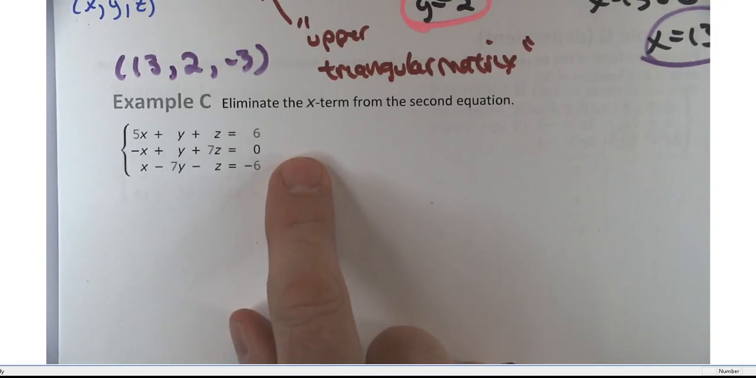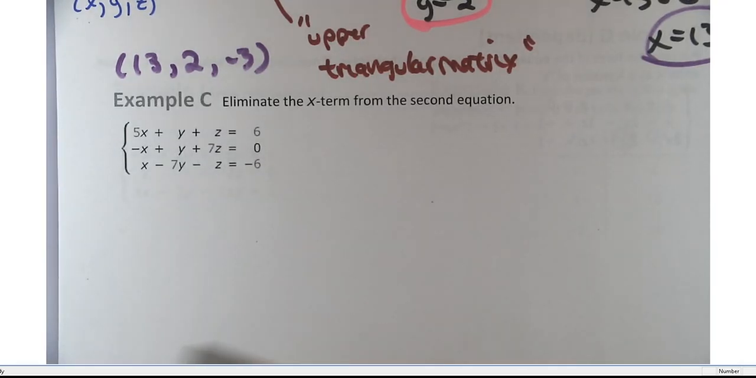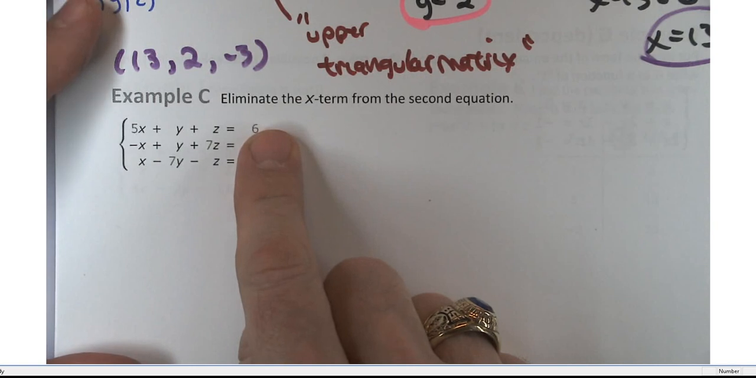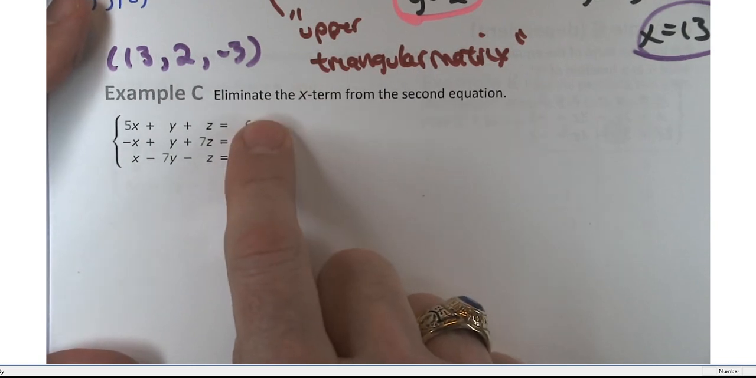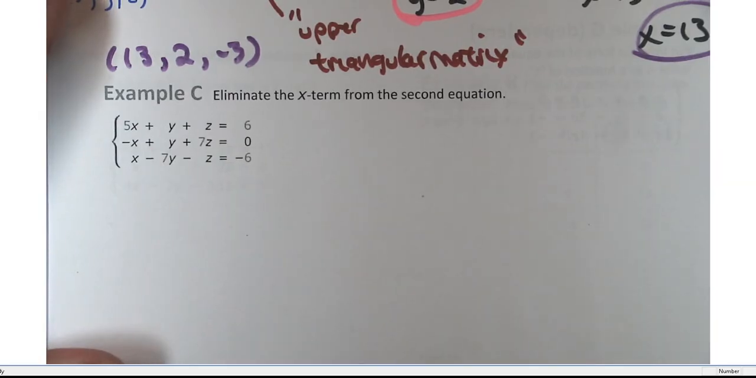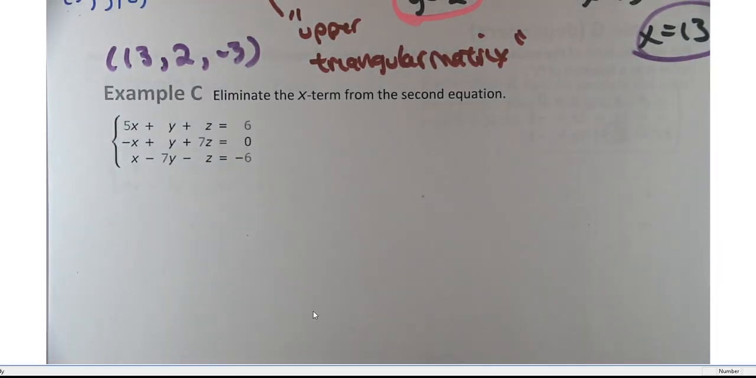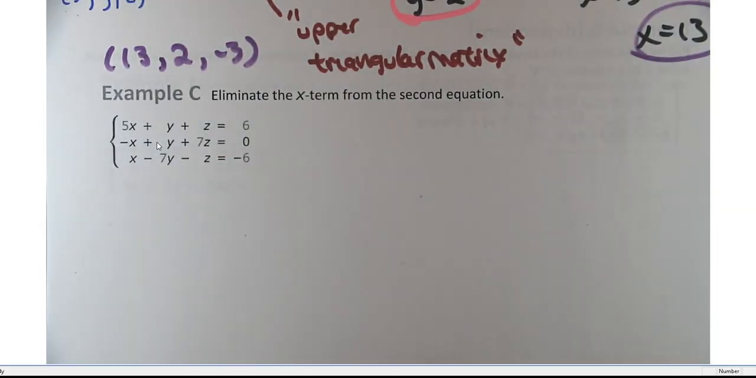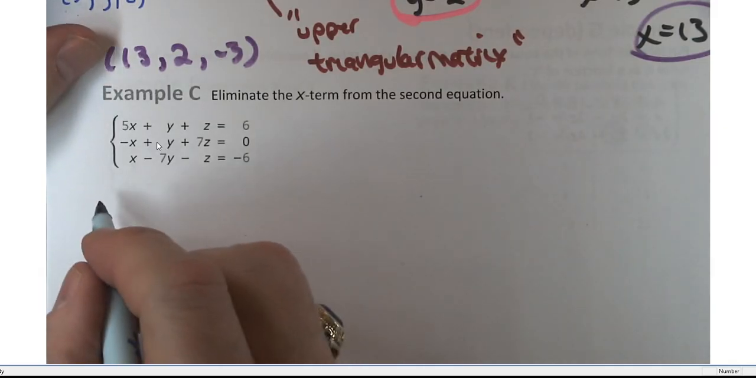All right. Let's try that with example C here, and see if we can get comfortable with this program called row ops. The first thing we're going to have to do is rewrite this equation. We're going to have to put the augmented matrix into our system of equations, and it says eliminate the x term from the second equation.